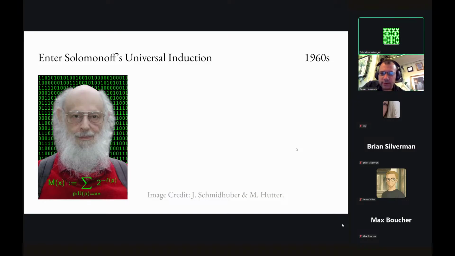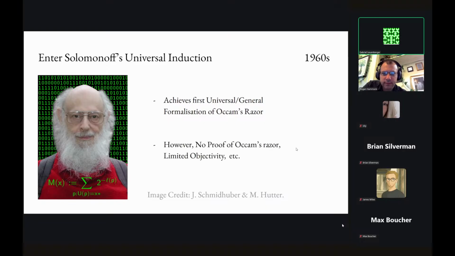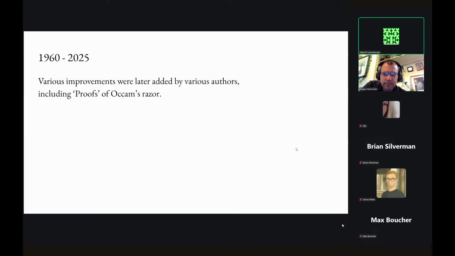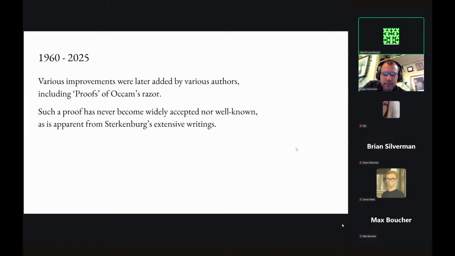So then we come to Solomonoff's universal induction, which actually did mathematicize Occam's razor, how to use it correctly. But this was not a proof of Occam's razor. It didn't have a convincing argument for why this is really true, and was also not quite so objective. That's in the 1960s, that's still history. Since then, there were many improvements, but it has never been widely accepted or widely known that this exists.